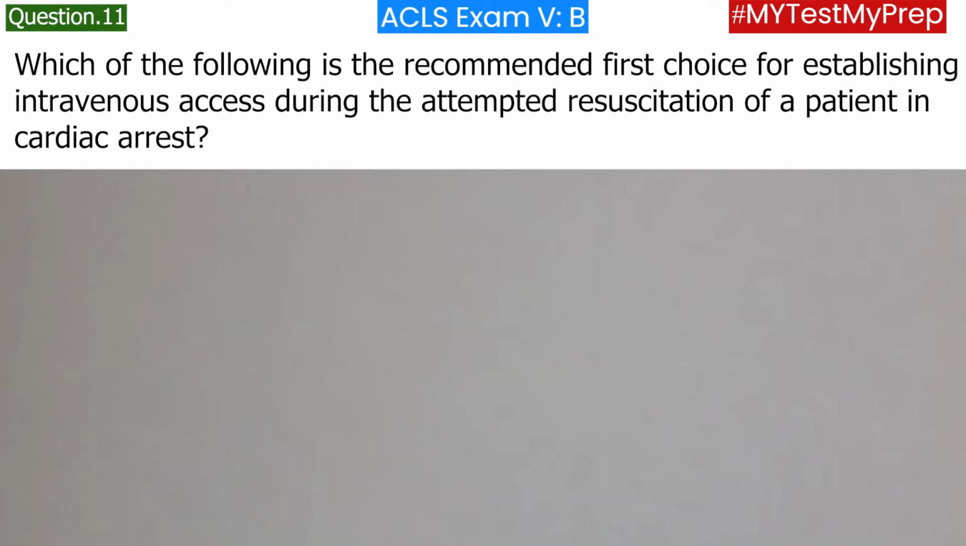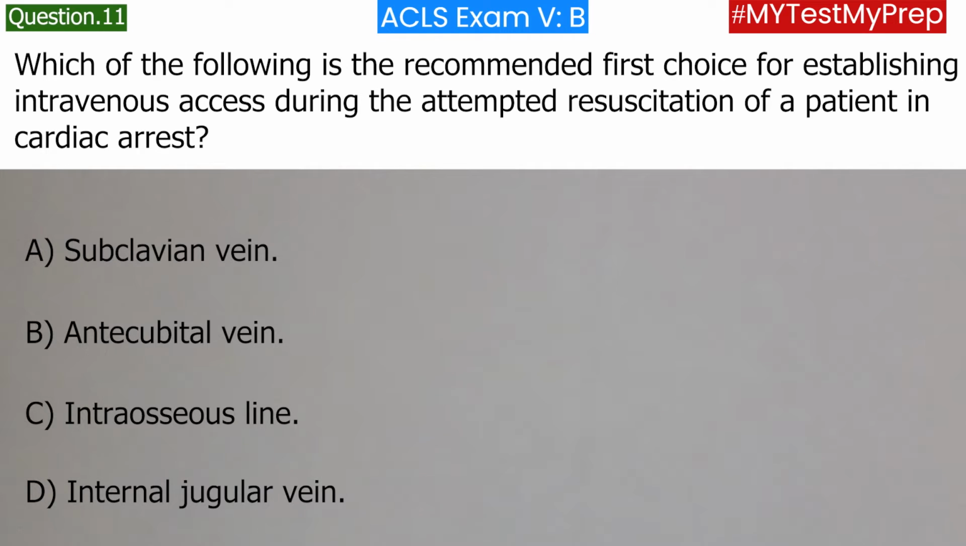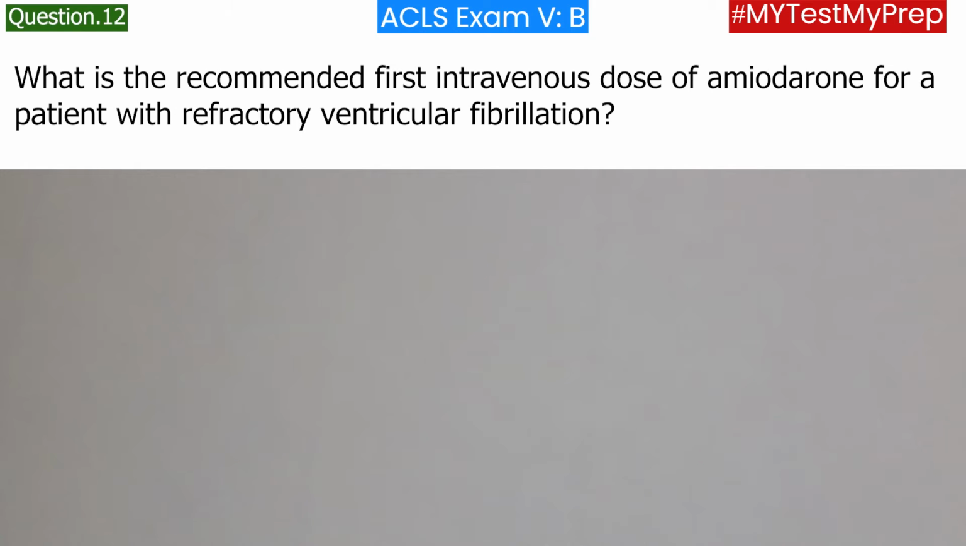Which of the following is the recommended first choice for establishing intravenous access during the attempted resuscitation of a patient in cardiac arrest? A. Subclavian vein. B. Antecubital vein. C. Intraosseous line. D. Internal jugular vein. Answer: B. Antecubital vein.